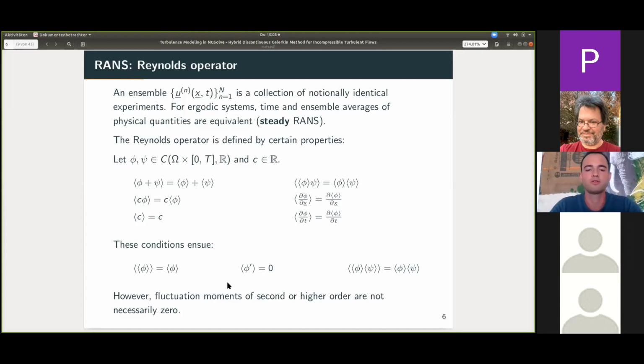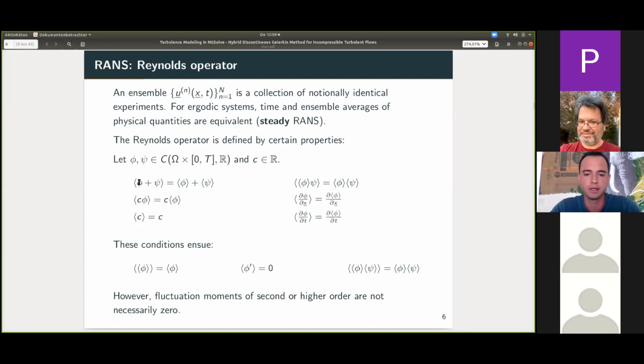But we can also say that for ergodic systems, an instance observed for a very long time period can be considered as a representation of all possible instances. So that means for ergodic systems, the time and ensemble average of physical quantities would be equivalent. Nevertheless, we don't know which kind of averaging it really is. So we define our Reynolds operator by certain properties.